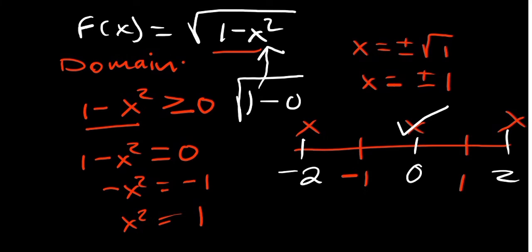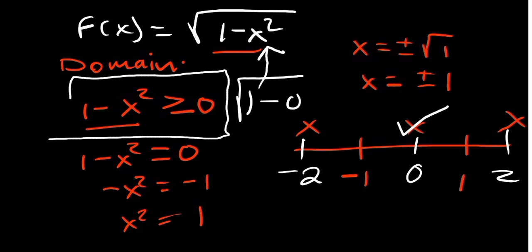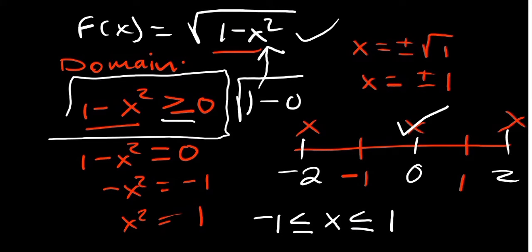So the possible values of x that can satisfy this are, since we have that part there, negative 1 is less than or equal to x, and x is less than or equal to positive 1. So the only values of x that we should expect to define that function are between negative 1 and positive 1. The rest are going to make it undefined.